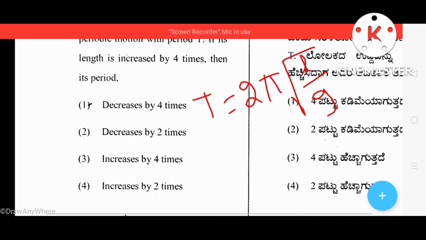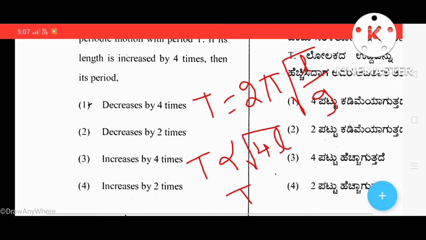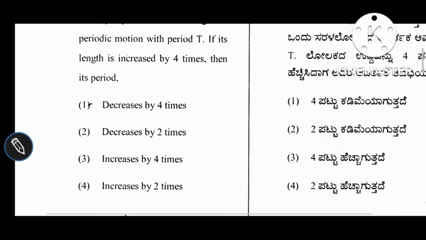Since here in the equation we can see time period T is directly proportional to the square root of the length, then they have given time period is directly proportional to 4 times the length. The length is increased 4 times. Then the value of T is directly proportional to, since square root of 4 is nothing but 2, into root L. So the time period value increases by 2 times. Fourth option is the correct one here.